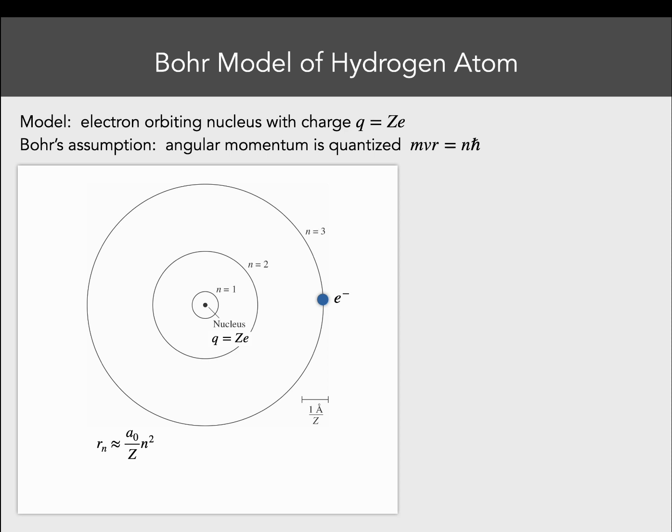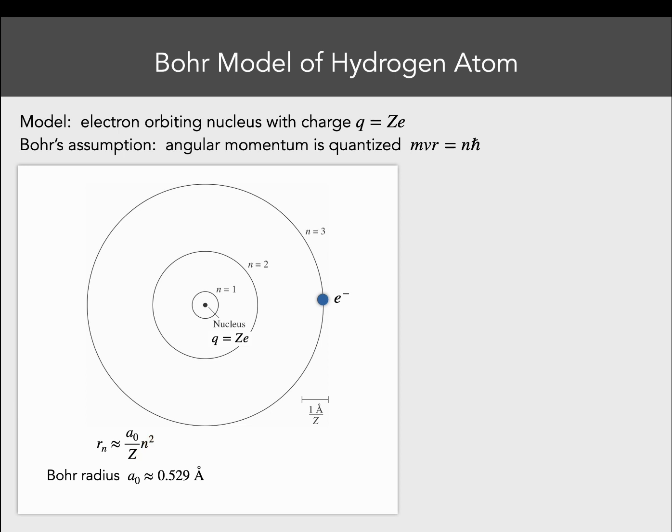When you put these two things together and just use the electrostatic force between a charged nucleus and the charged electron, you can derive that the allowed orbits follow this relationship. So the allowed orbits are a constant, which is called the Bohr radius, divided by that nuclear charge Z, times some quantum number n squared.